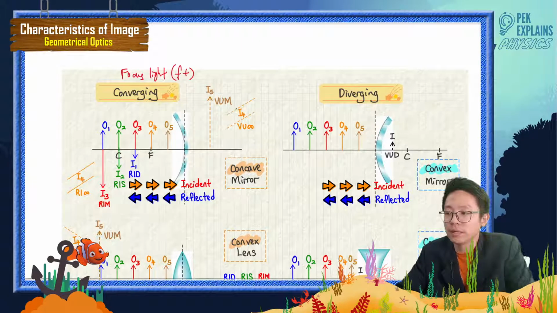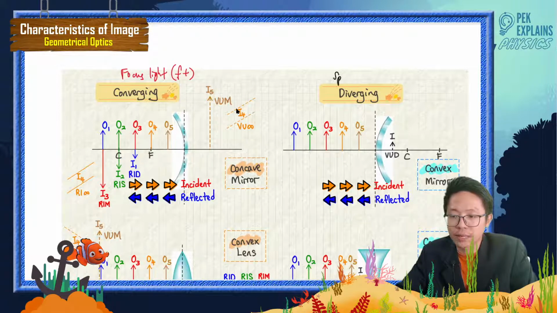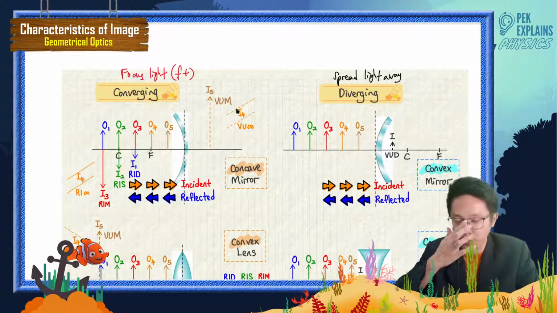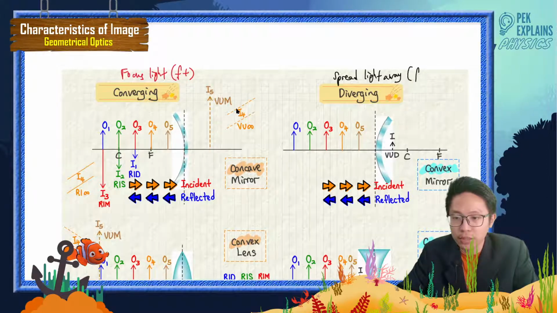Diverging means it diverges the light. Diverge the light means it spreads the light away. It doesn't focus the light, it spreads the light away from the focal point. So this one normally F is negative. So diverging normally has F negative, converging has F positive.